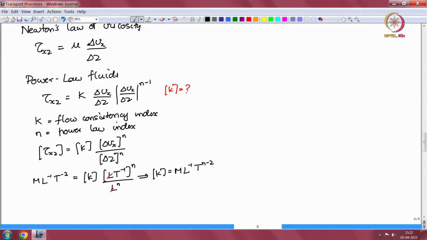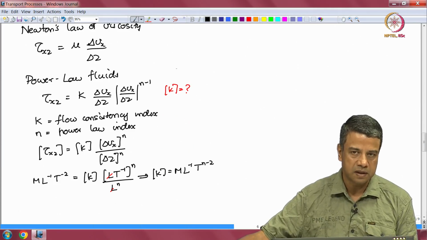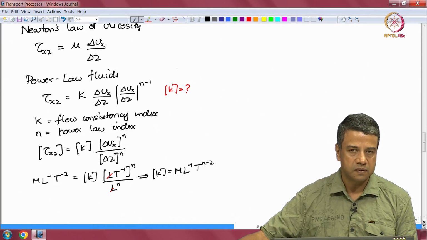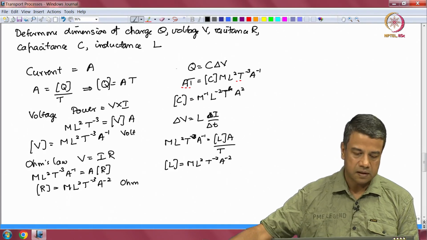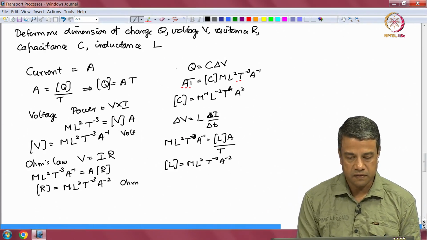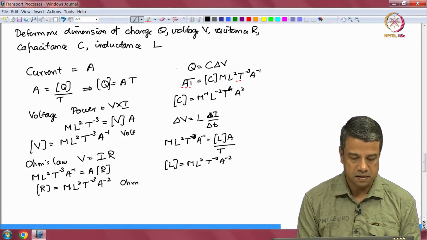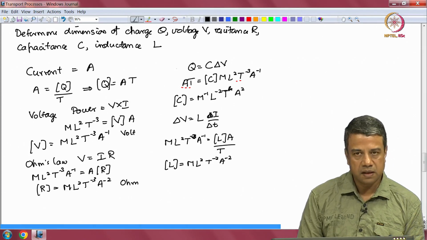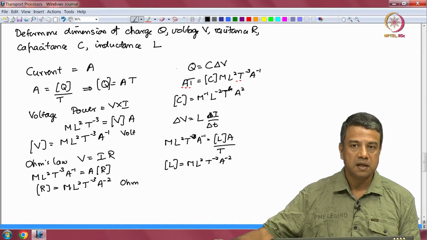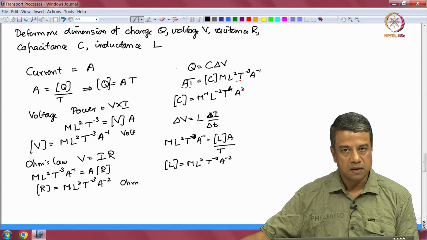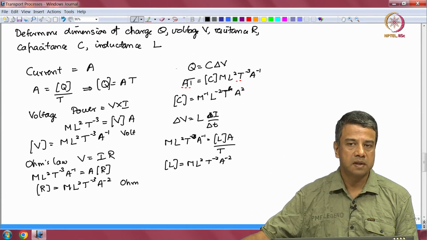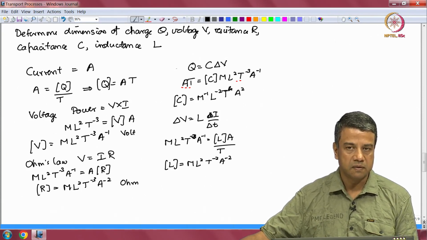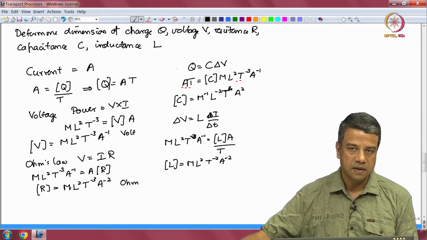And I told you how to get dimensions of an unknown quantity based upon dimensions of known quantities and a relation that involves these unknown and known quantities. We had done that for a power law fluid, and we had also done that for electrical quantities, charge, voltage, resistance, capacitance, etc., inductance and so on. And I derived the dimensions of all of these quantities in terms of the fundamental dimensions. Note that all of these quantities involve only 5 dimensions: mass, length, time, temperature and current. Even though the quantities are very large in number, they involve only 5 dimensions.